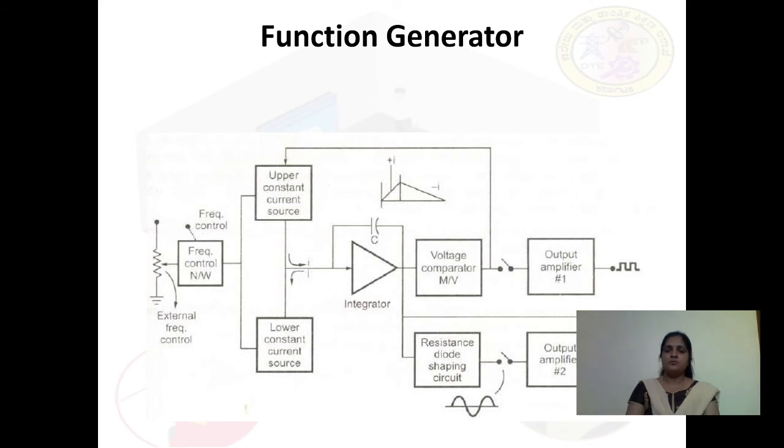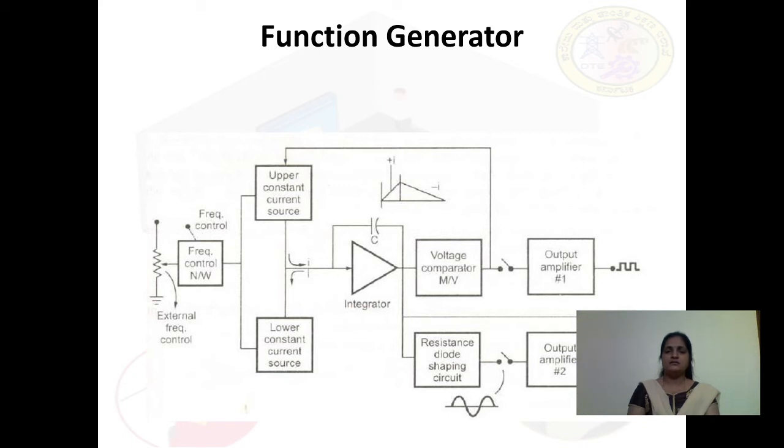And coming to the next important topic called a function generator. The name itself specifies it's a generator. It will generate many signals. Many types of waveforms can be generated by using a function generator. It's an instrument capable of generating waveforms like sine wave, square wave, triangular, up sawtooth and down sawtooth. So these kinds of waveforms can be generated by using a function generator.